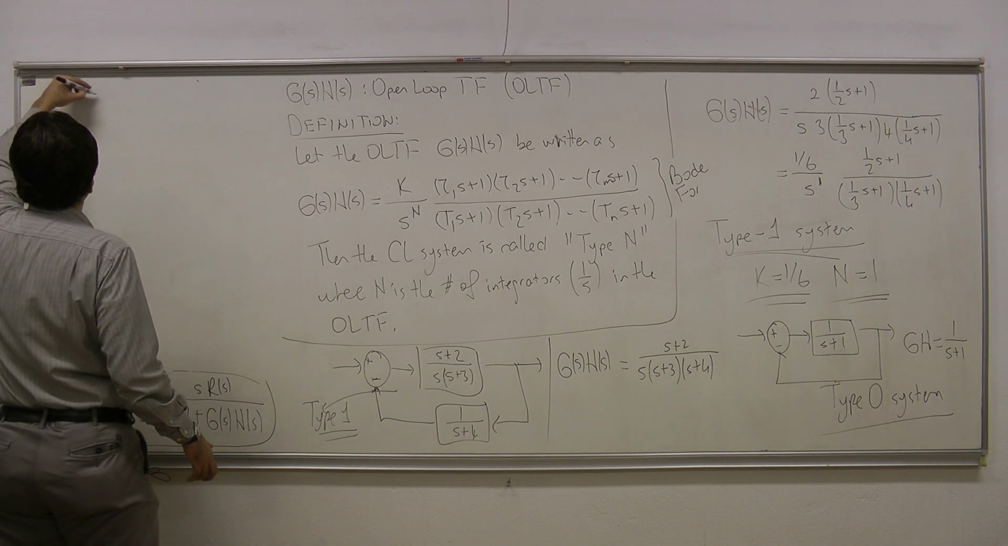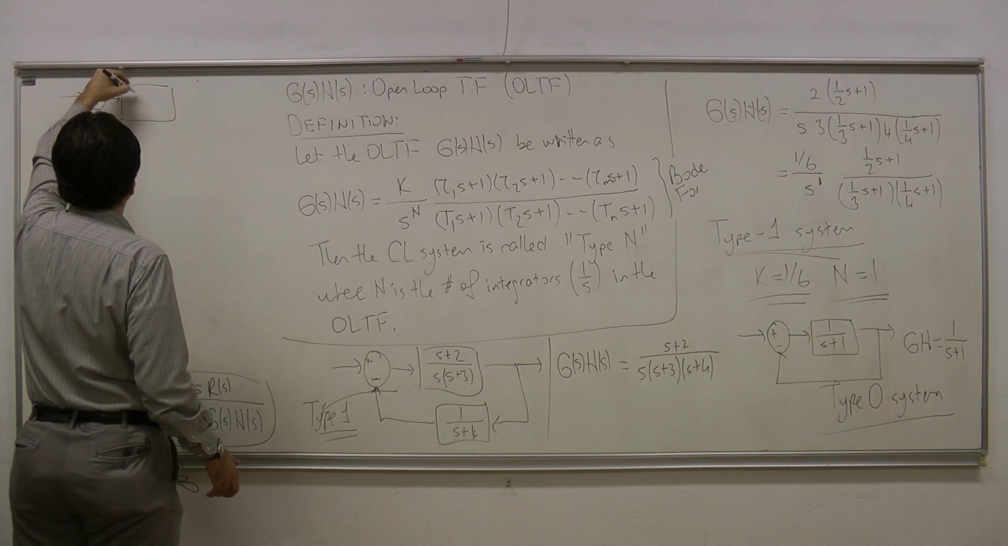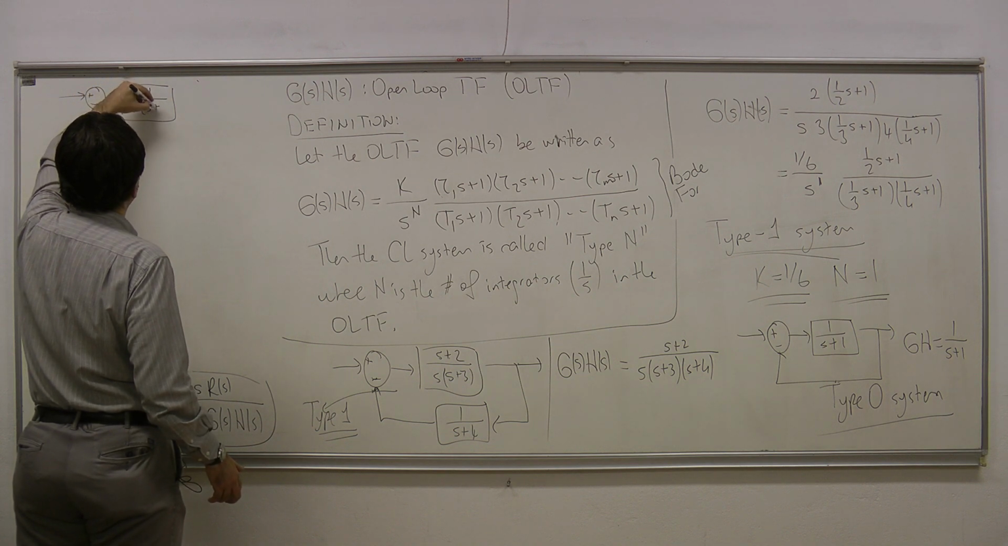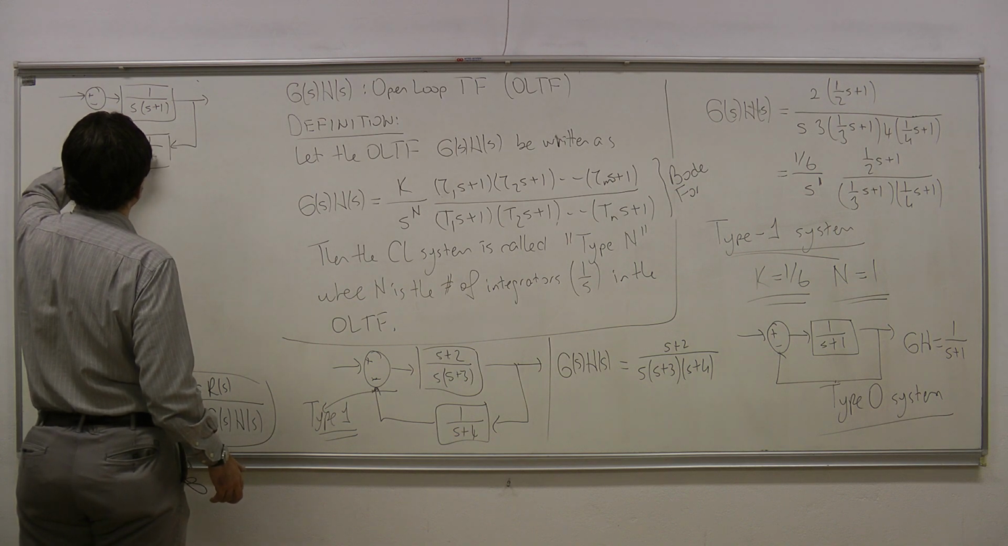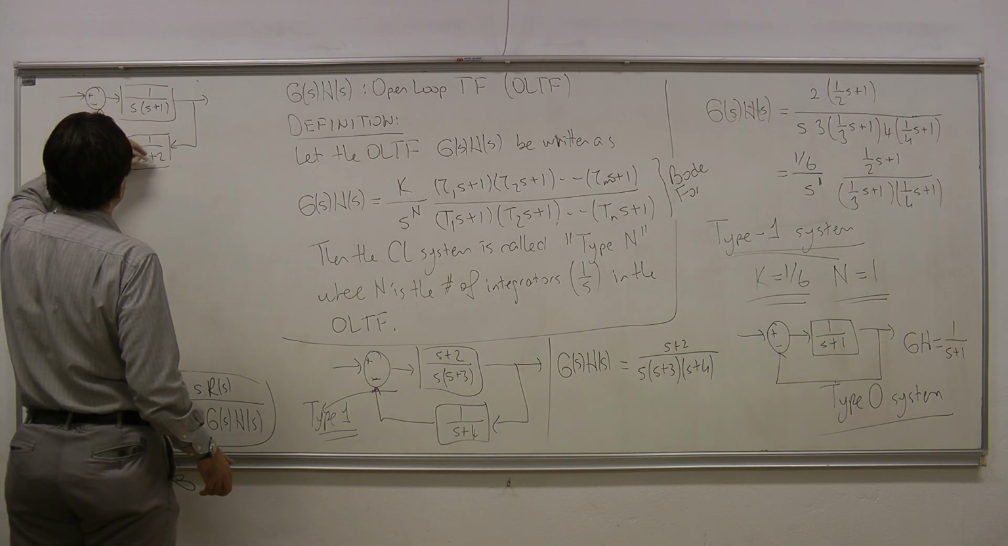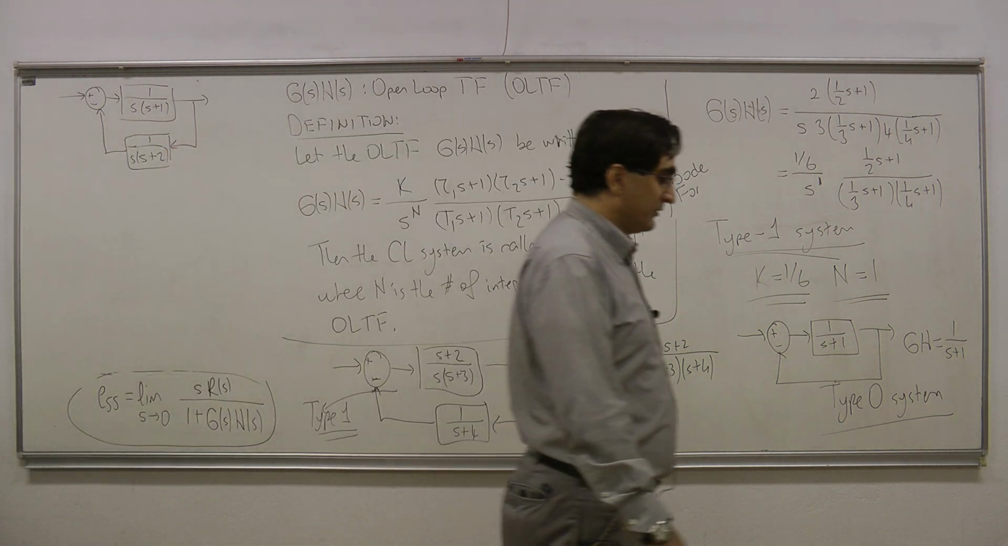As I said, it's very easy to determine the type of the closed loop system. So suppose that I have 1 over s plus 1 here, and suppose that I have 1 over s plus 2 here, and suppose that I have 1 more s. What is the type of such a system?